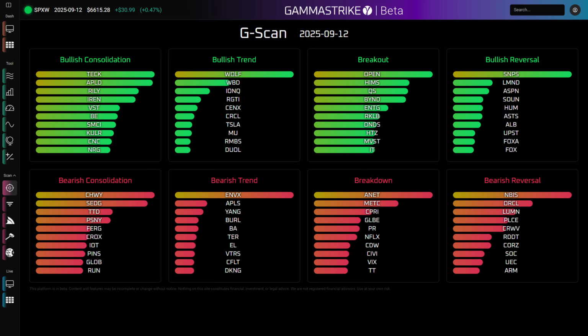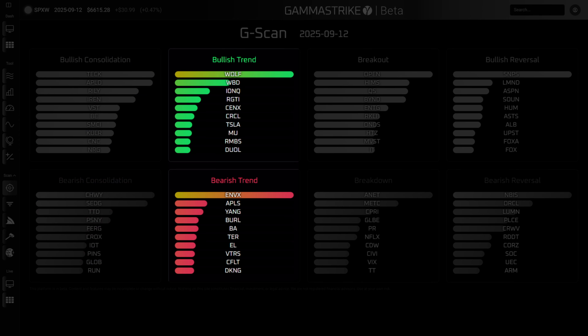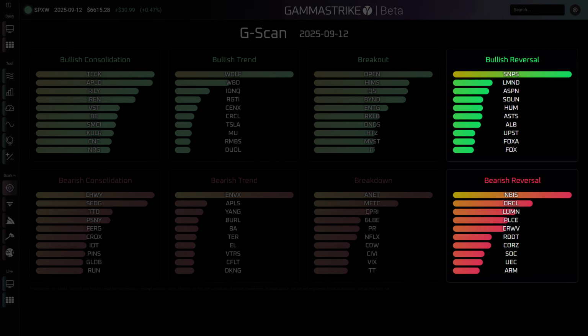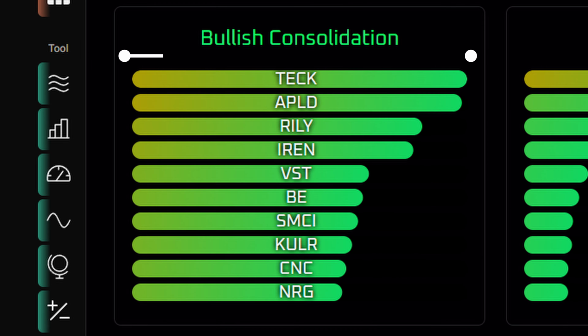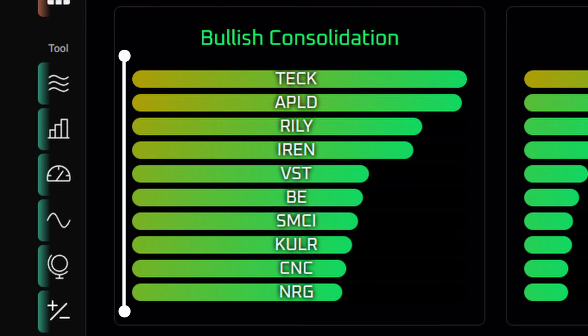The G-scan combines information from recent price action with Greek values over the last 5 days to screen for notable trends or reversals. We have 4 signals for bullish and bearish trends: consolidation, trending, breakouts or breakdowns, and reversals. The size of the bars indicate the relative confidence of each signal, and the tickers are ranked accordingly.